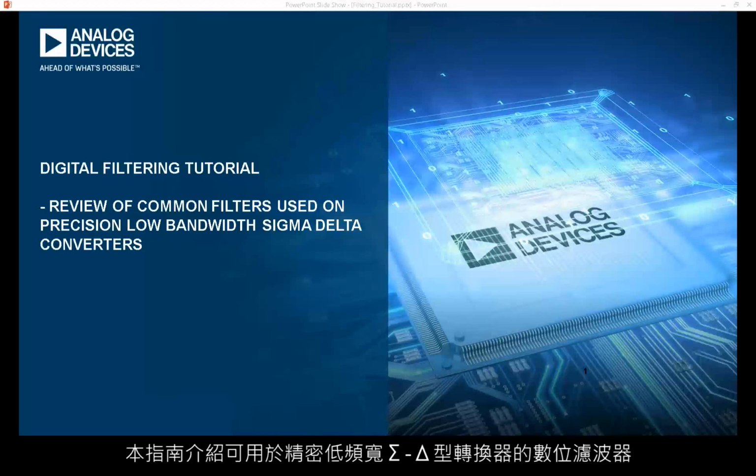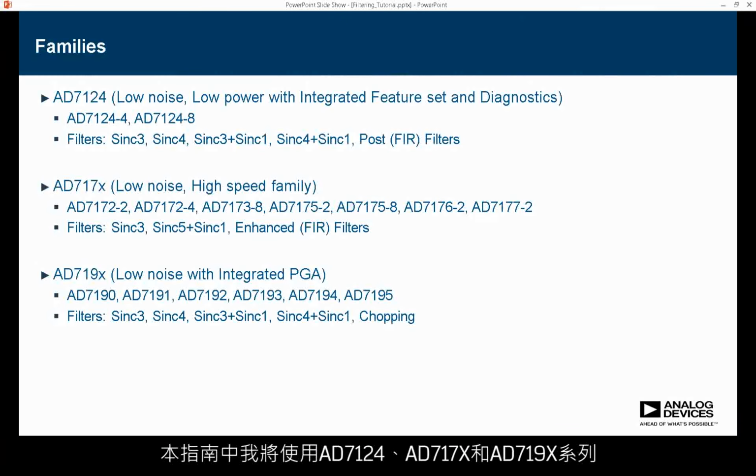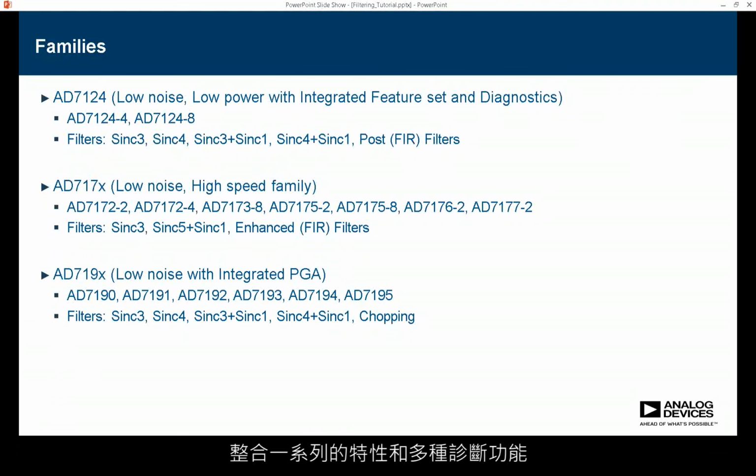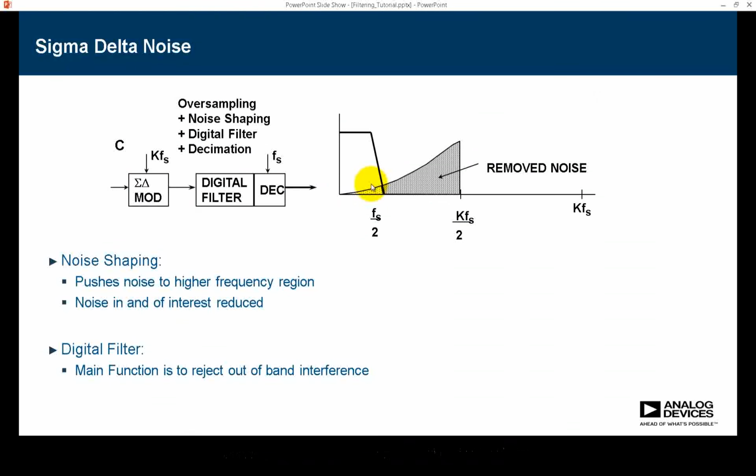This is a tutorial on the digital filters that are used on the precision, low bandwidth Σ-Δ converters. For the tutorial I will use the AD7124, the AD717X and the AD719X families. The AD7124 are low noise, low power parts with an integrated feature set and multiple diagnostics. The AD717X are low noise, high speed parts, and the AD719X are low noise parts with an integrated PGA.